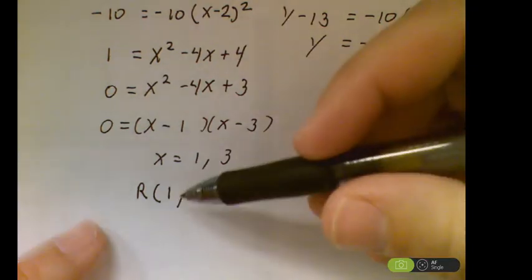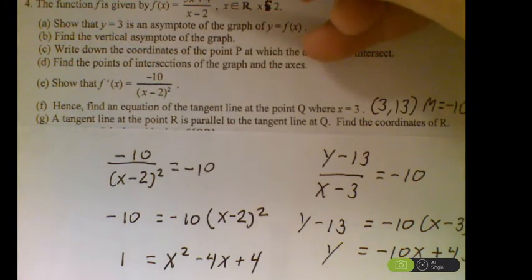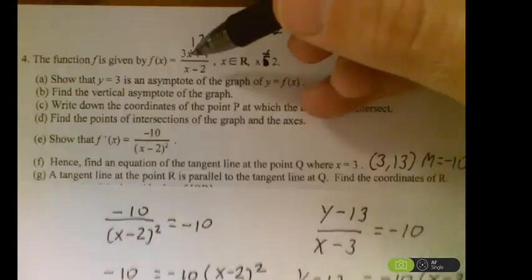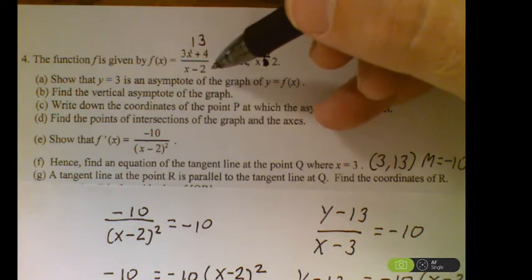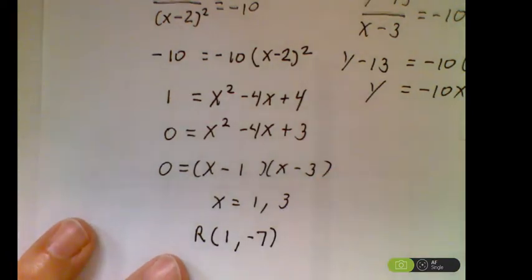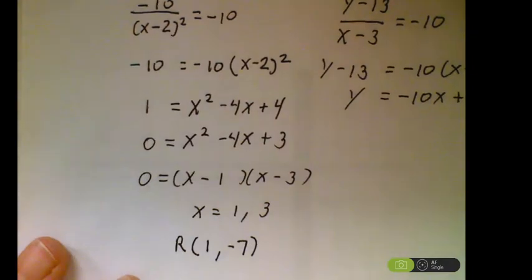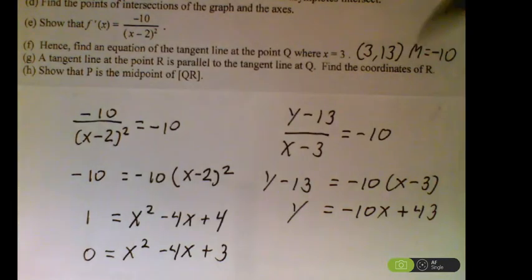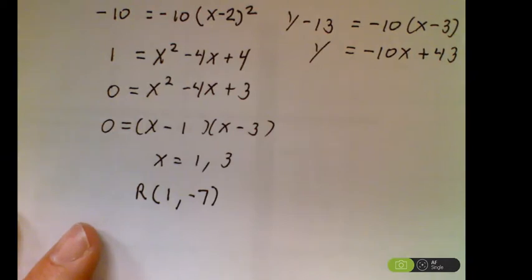So we're going to take our x coordinate and plug it back into the original function, as always. If we stuck a 1 right there, we'd be looking at 3 plus 4, which is 7, over negative 1, which gives us a y-coordinate of negative 7. So we now have point R. All we needed was a slope, which we already have. This one just asks us for point R. We're not looking for an equation of a line, so I just stated the coordinates of point R, which is what we just came up with.